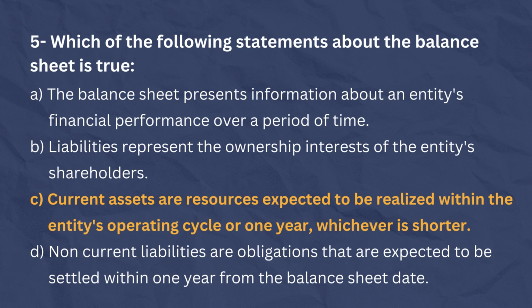The correct answer is C. Current assets are assets that are expected to be converted into cash or used up within the normal operating cycle of the business or 1 year, whichever is shorter. They are readily available resources that support day-to-day operations.